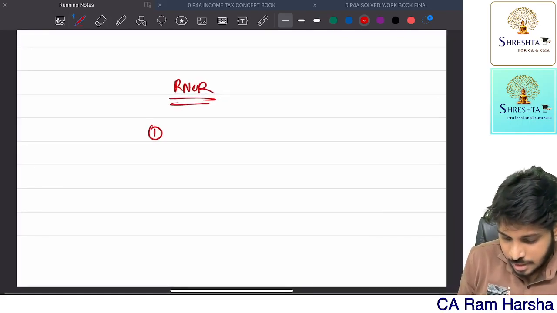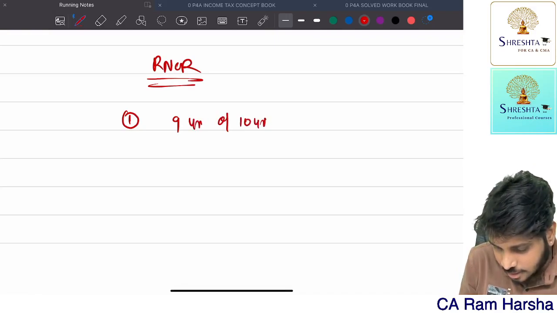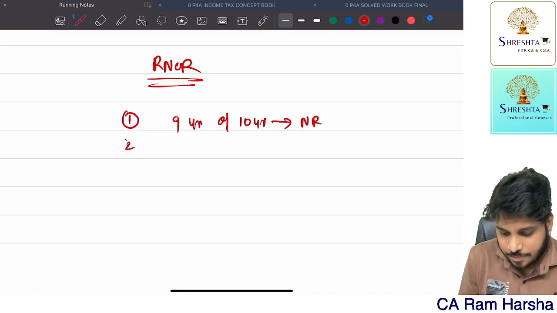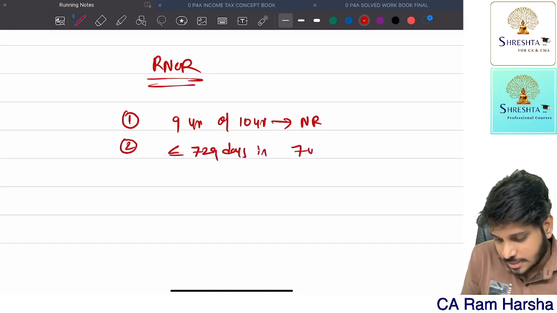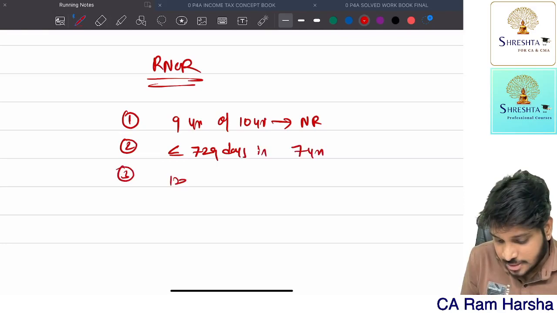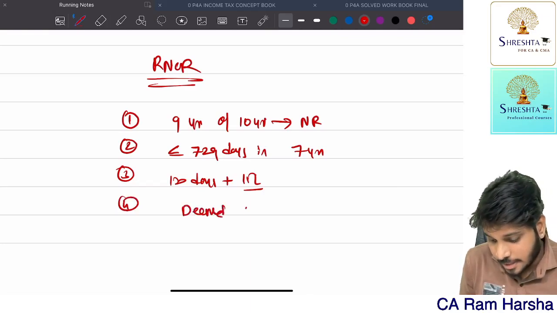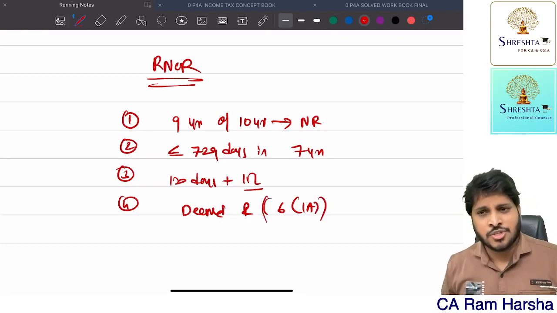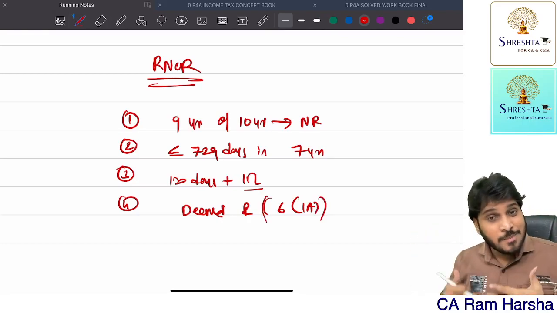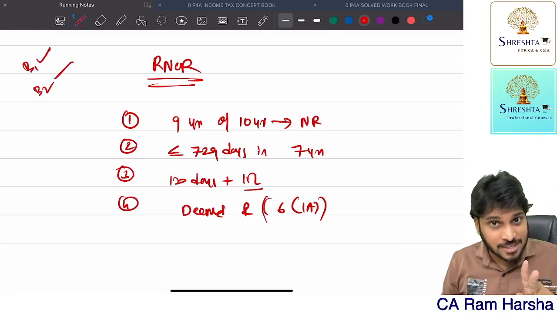So when are you always treated as RNOR? Point number 1, 9 years out of 10 years you are a non-resident in the past. You stayed for less than or equal to 729 days in the past 7 years. Or you became a resident because of this 120 days logic, 15 lakhs income logic. Or you are a deemed resident under 6 clause 1A. Getting it? In all these cases, you are simply RNOR.